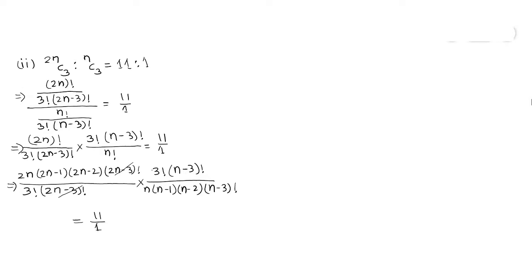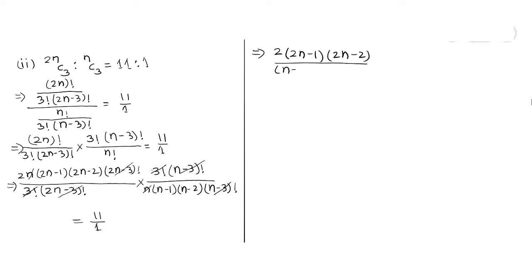We cancel n minus 3 factorial of numerator by n minus 3 factorial of denominator. We cancel 3 factorial of numerator by 3 factorial of denominator, and we cancel n of denominator to 2n of numerator for 2 times. This is equal to 2 into 2n minus 1 into 2n minus 2 upon n minus 1 into n minus 2 equal to 11 upon 1.